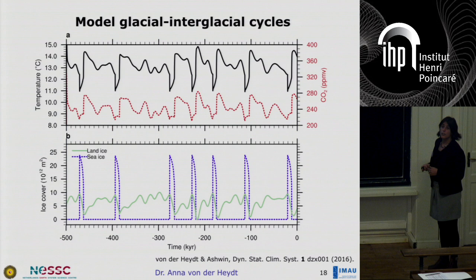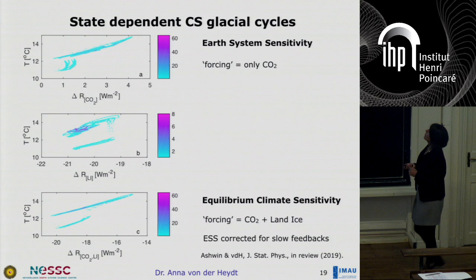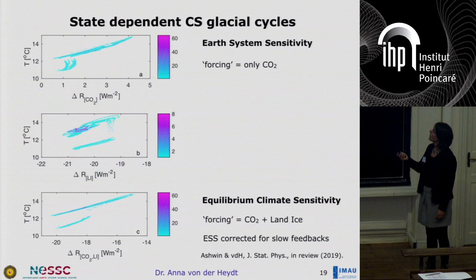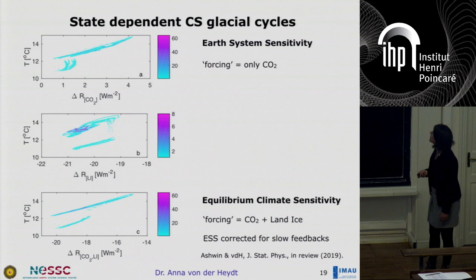And now we look into climate sensitivity from that time series, or actually into what kind of attractor we get from this model time series. And we can do different things. One thing is, for example, to have temperature versus only the CO2 radiative forcing. You get a bit weird differences between the warmer and the colder ones. I skipped the middle one, and the lower plot is actually the classical one where we have temperature versus the radiative forcing of CO2 plus the only slow feedback in the model, and that's the land ice one, right? And then you clearly see again these two regimes, the warmer interglacial states and the colder glacial states.